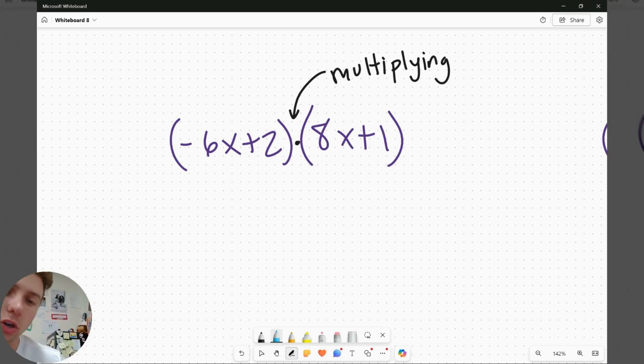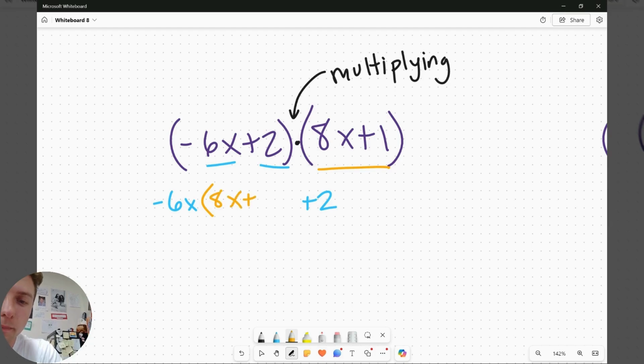Well, one way you can show that, this can be done a bunch of different ways. One way you might show that is by taking everything in the first set. You could take the negative 6x, you could take the positive 2, and we said we want to multiply that with the second set of parentheses. Everything from the first set multiplies with everything from the second set. So negative 6x multiplies with the second set of parentheses. But we need everything from the first set to multiply, so the 2 also multiplies with the parentheses.